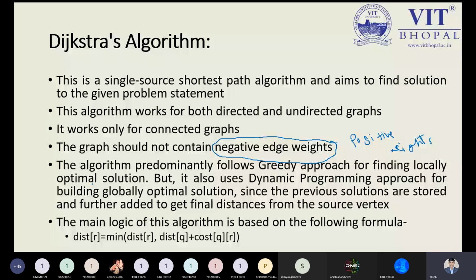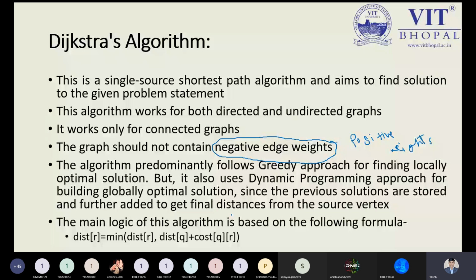Now, why is it known as a predominantly greedy approach? In the analysis of algorithms there are various techniques we follow, and those are greedy and other approaches. In the greedy approach, what we need to do is find the locally optimal solution. So this algorithm predominantly follows the greedy approach.